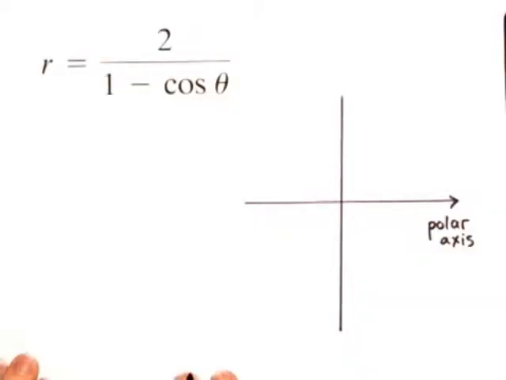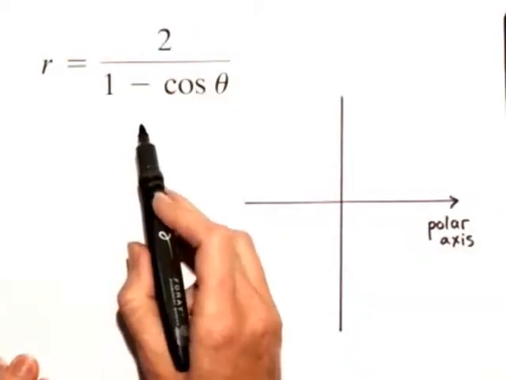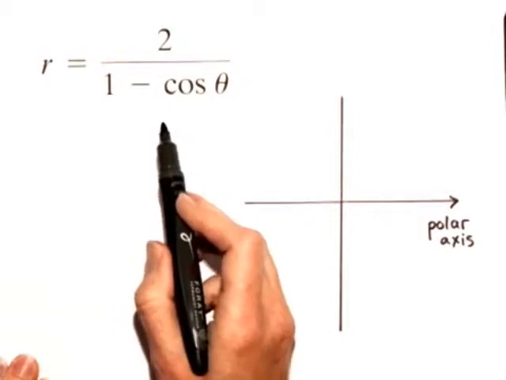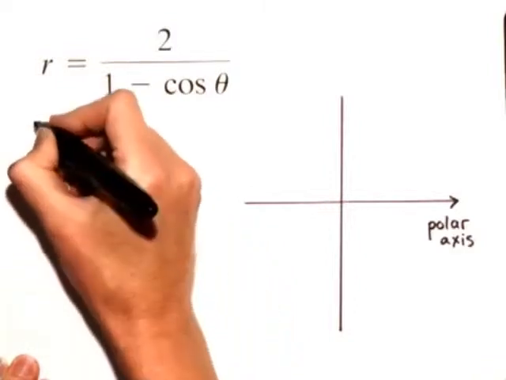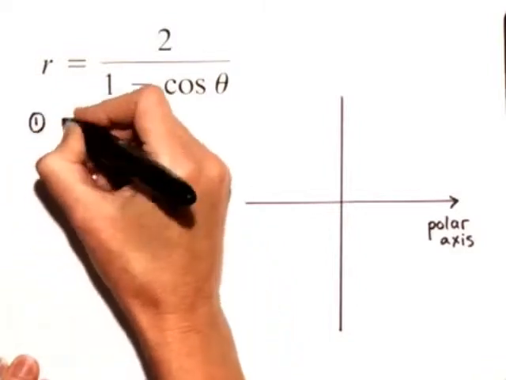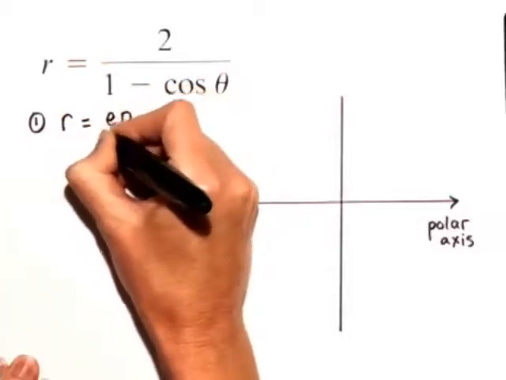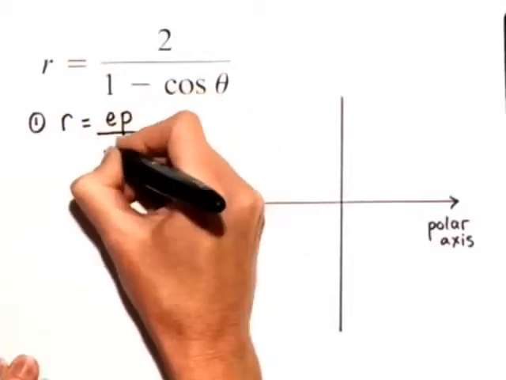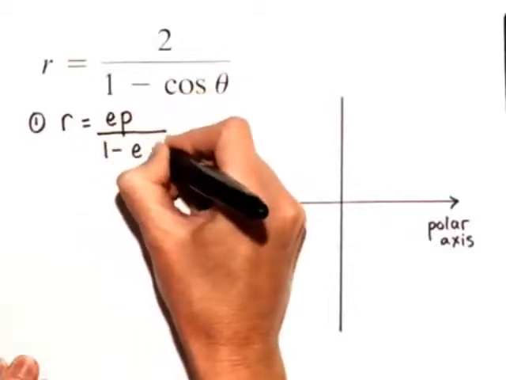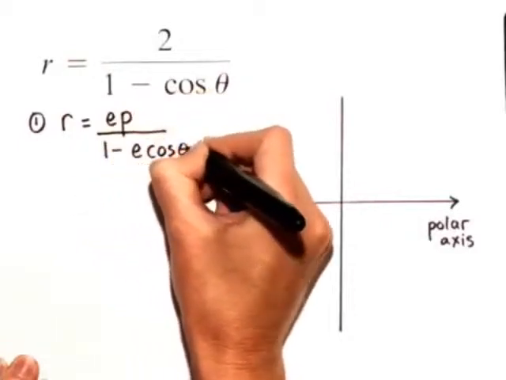For this example, we'll identify the conic section and then graph the polar equation. We have r is equal to 2 over 1 minus cosine of theta. The first step in identifying the conic section is to write it in standard form. And standard form is r equals ep over 1 minus e times the cosine of theta.